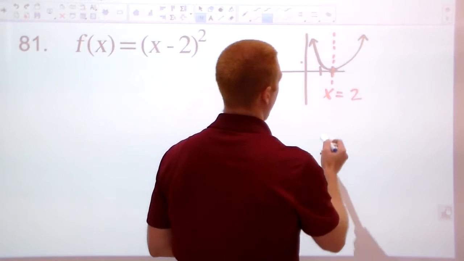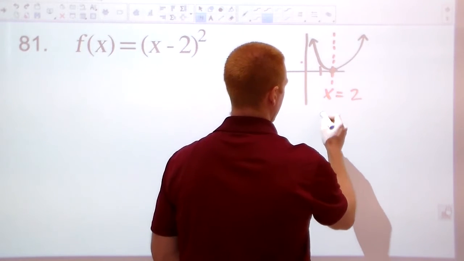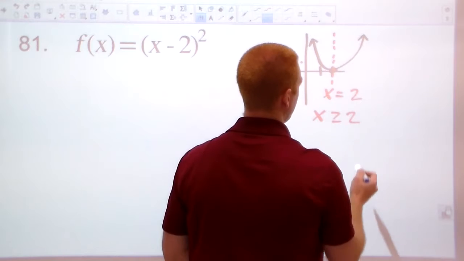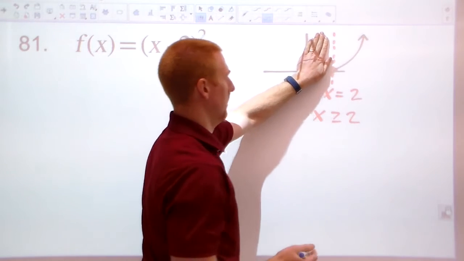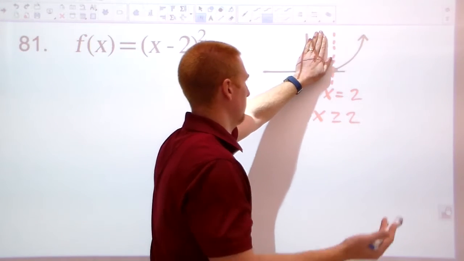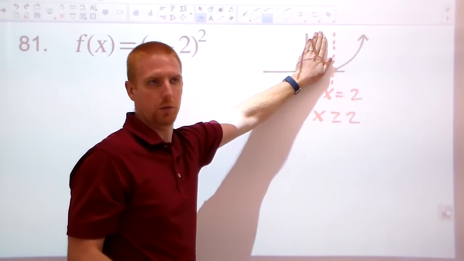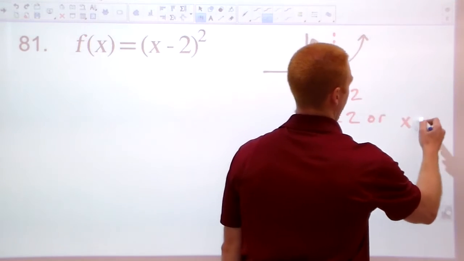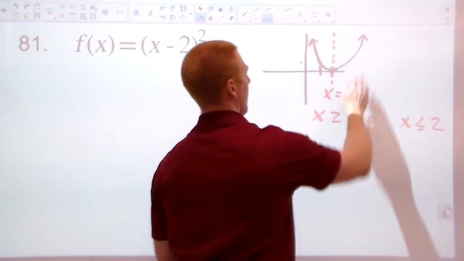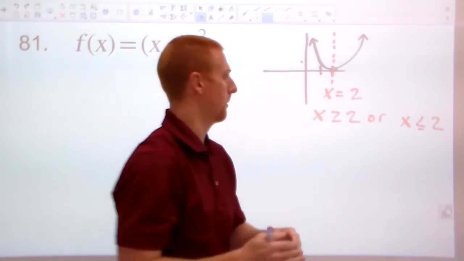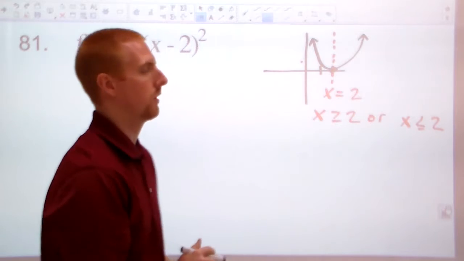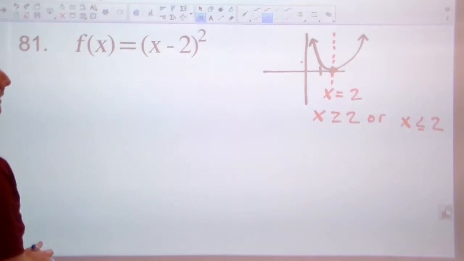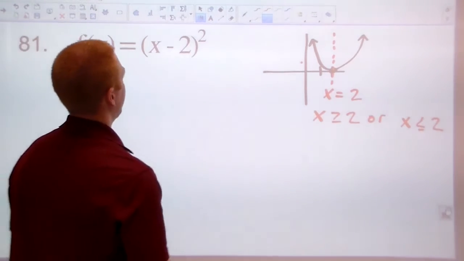So for your domain, if x is either greater than or equal to 2, you don't have to say equal to, but it doesn't hurt if you have it equal to 2 right there. That would be okay. Or if you did x is less than or equal to 2, that would be the left side. That would be okay. You'd have something that's one-to-one, so the inverse would be a function. So that's what we've got to look at. We've got to restrict the domain down.